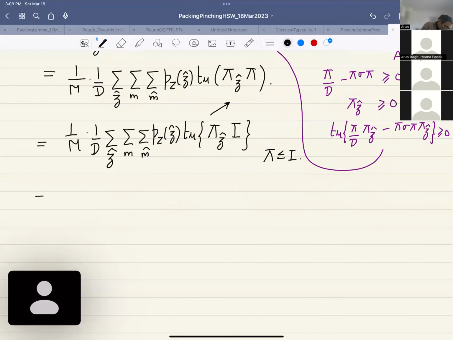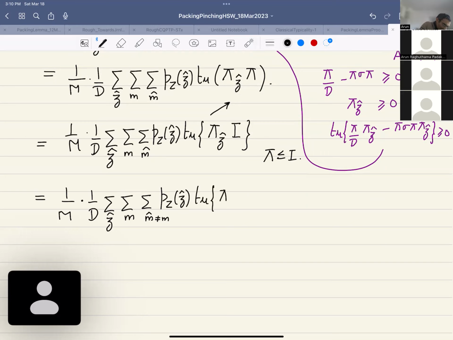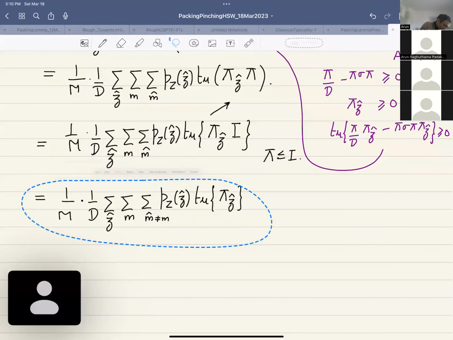So that gets me to 1/M times 1/D, sum over z-hat, m-hat not equal to m, p_Z(z-hat) times trace of Π_ẑ. I'm just writing another step for clarity.